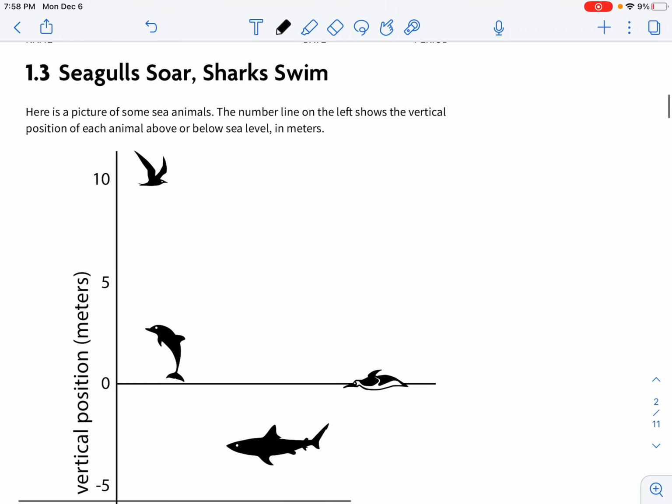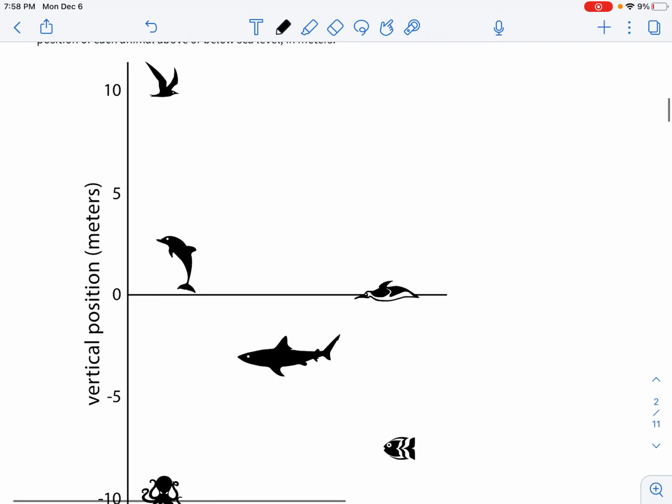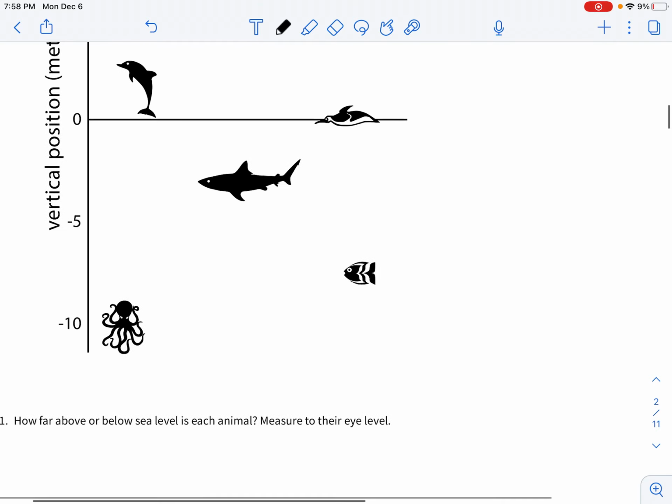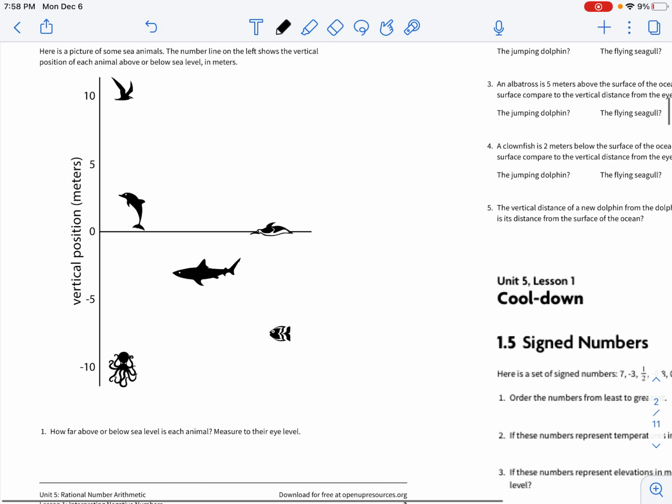Okay, it says seagulls soar, sharks swim. Here's a picture of some sea animals. The number line on the left shows the vertical position of each animal above or below sea level in meters. All right, I'm going to zoom out a little bit so we can see the questions. Okay, question 1, how far above or below the sea level is each animal? Measure to their eye level.